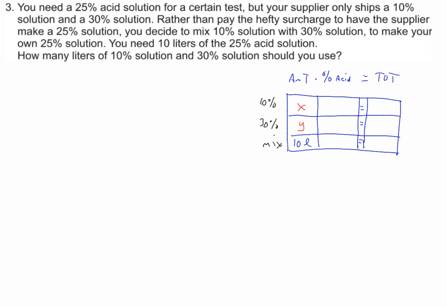Sam, give me a block. 10% in the acid column in the X. So like this, is that what you want? Yes. How many agree with that? How many disagree with that?